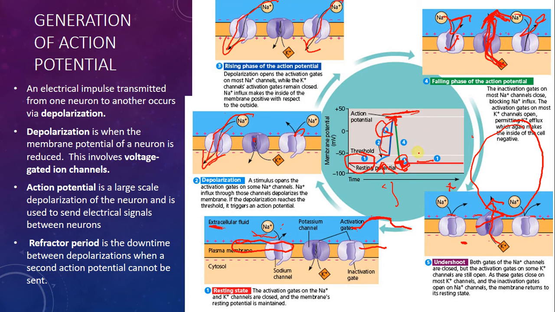it gets reestablished by the sodium-potassium pump to our resting potential. What's important is this period, number 5, the undershoot, where it's hyperpolarized, more negative than its resting potential, is called the refractory period. This is the downtime in between different depolarizations. In the refractory period, a new action potential can't be generated. So even if this neuron is stimulated in this period, a new action potential cannot happen. So the second action potential can't be sent during this refractory period.